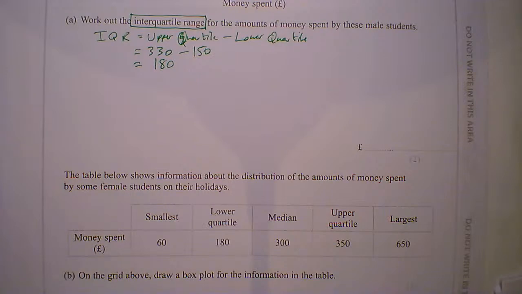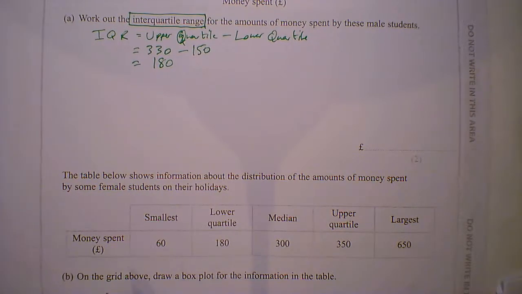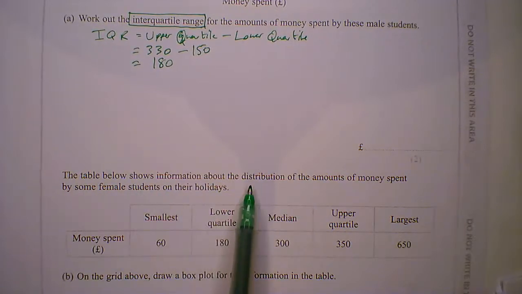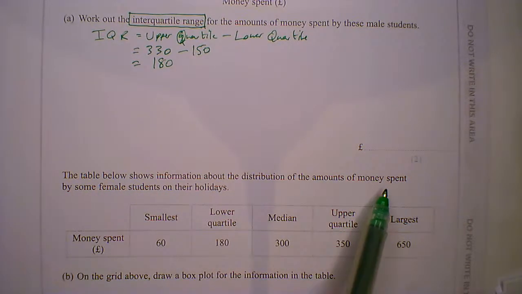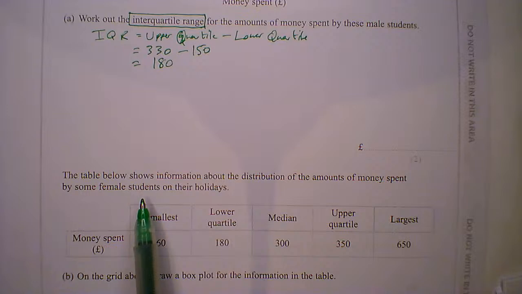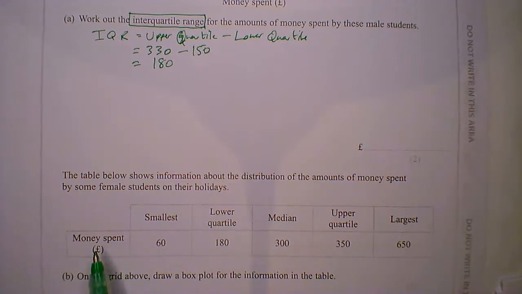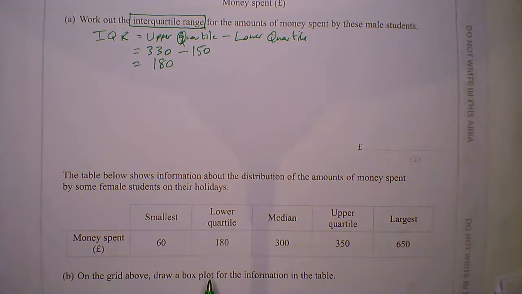All right, question 9, part B. I'll have to zoom out a little bit. It says the table below shows information about the distribution of the amounts of money spent by some female students on their holidays. So we've got money spent: smallest, lower quartile, median, upper quartile, largest. On the grid above, draw a box plot for the information in the table.